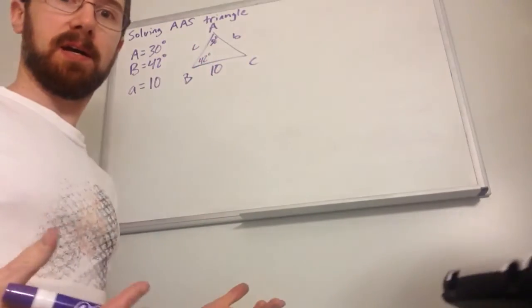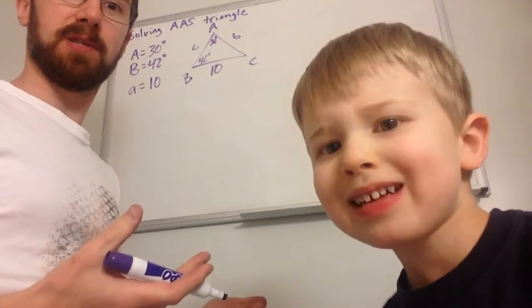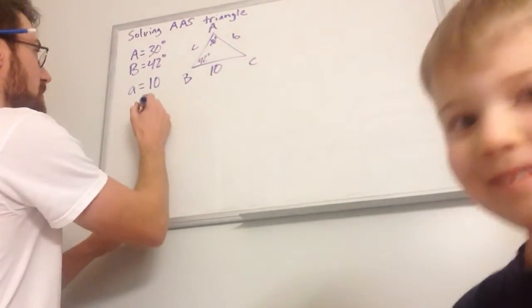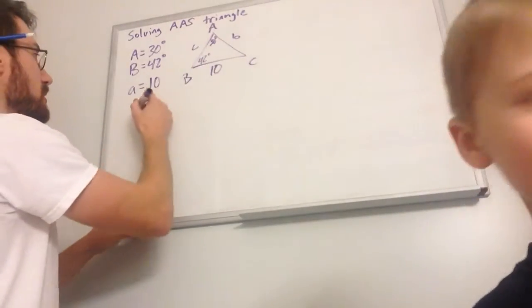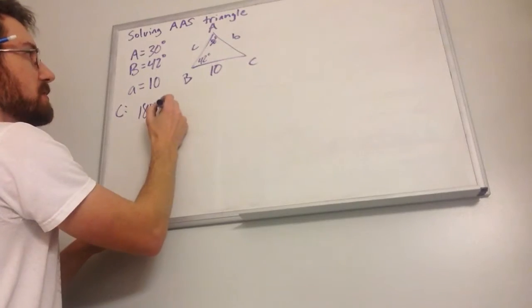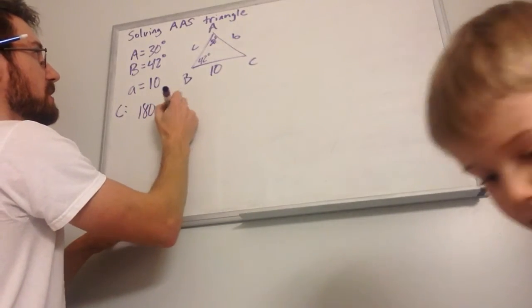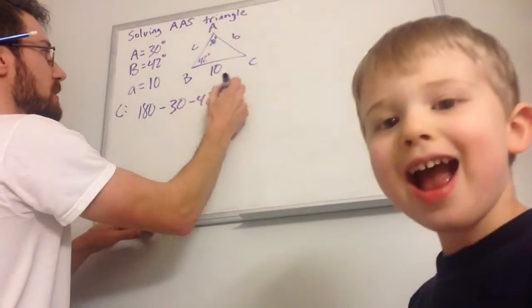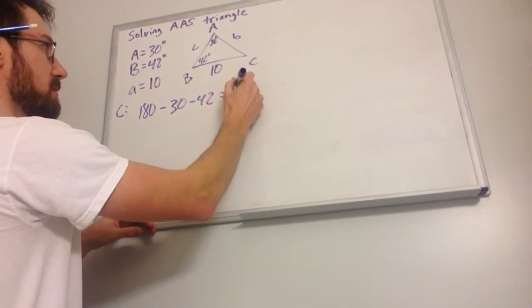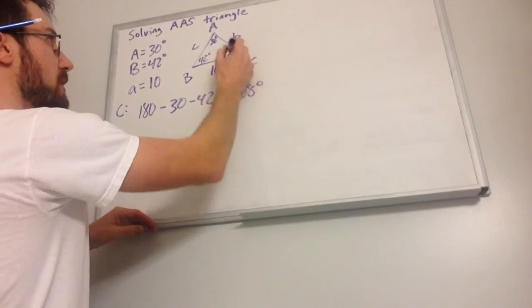Right away, without going into some of the formulas that we used, I can figure out what angle C is, because all of the angles add up to 180 degrees. So for C, if I do 180 minus 30 minus 42, that's going to give me 108 for angle C.